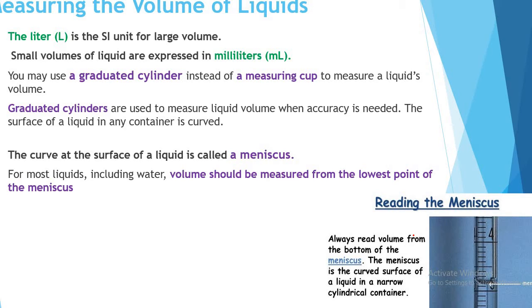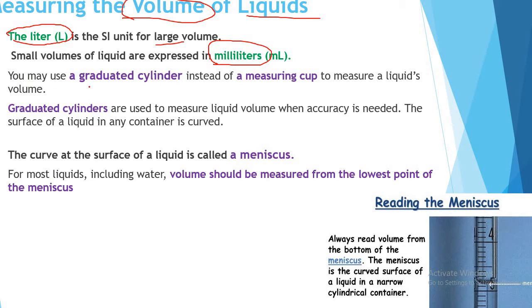How to measure the volume of liquids? We use liter as the SI unit, or unit used to measure large volume. So what about small volume? We use milliliters to measure small volume of liquid. So small volumes of liquids are expressed in milliliters.